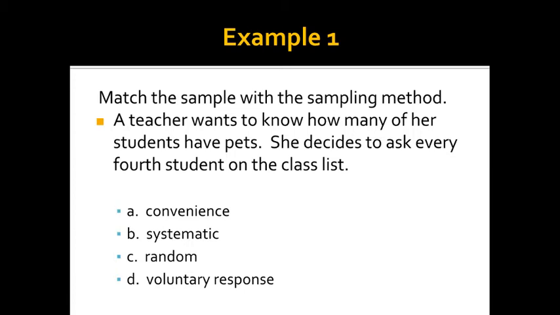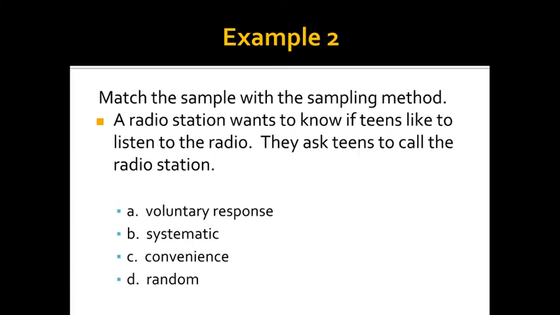Alright, so now that you've had a second to think about which one it is, it's a systematic sample because you're asking every 4th student on the list. So that's a systematic sample. So let's do another one. A radio station wants to know if teens like to listen to the radio. They ask teens to call the radio station. So go ahead, think about it for a second. Which one of the choices is this type of a sample?